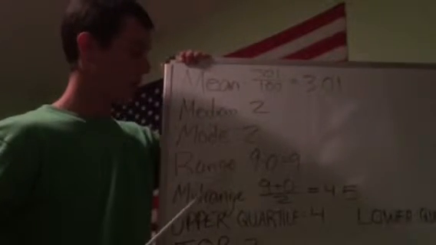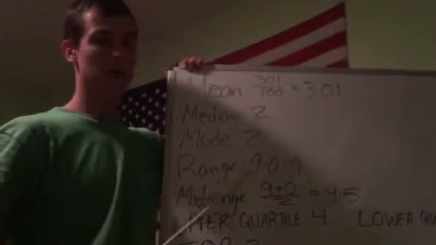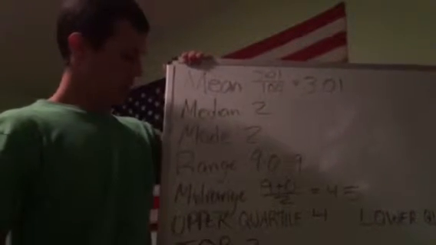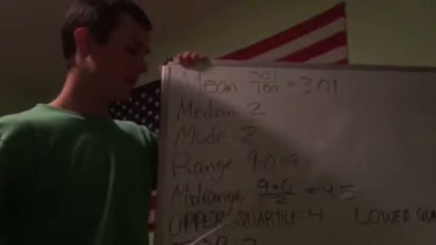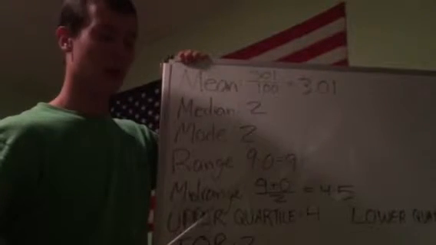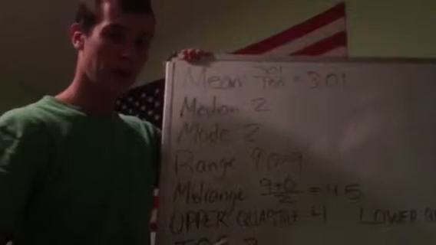The median, which is the middle of the data, is 2. The mode, which is the most common number of the data, is 2. The range, which is the highest number minus the lowest number, is 9. The mid-range, which is the mean of the highest and lowest number, is 4.5.